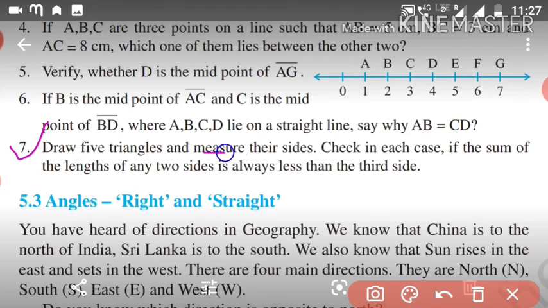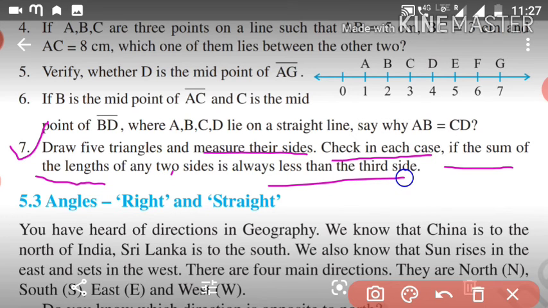Question number 7, draw 5 triangles and measure their sides. Check in each case if the sum of the lengths of any two sides is always less than the third or not. Okay, what we have to check? First we have to draw any 5 triangles.